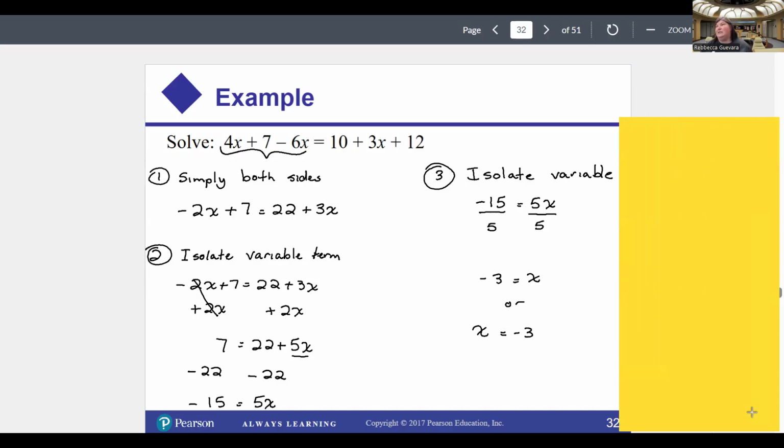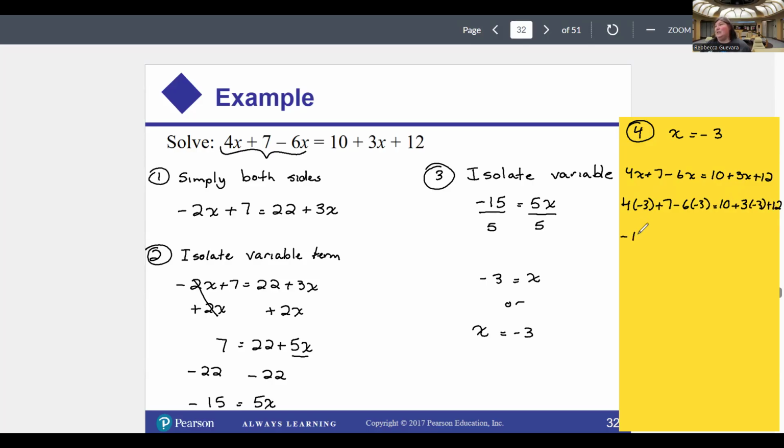And then, like I said, this is the step that we tend to forget about. If you're doing this by hand, or even if you do this with a calculator, there's always a chance you made a mistake. So we want to make sure, does x actually equal negative 3? We're going to plug it back into the original equation. So we had 4x plus 7 minus 6x equals 10 plus 3x plus 12. So now we have 4 times negative 3 plus 7 minus 6 times negative 3 equals 10 plus 3 times negative 3 plus 12.